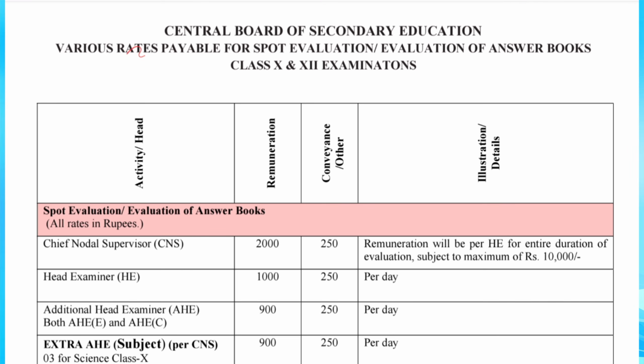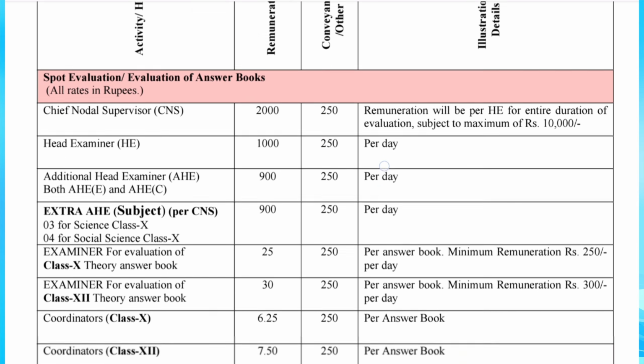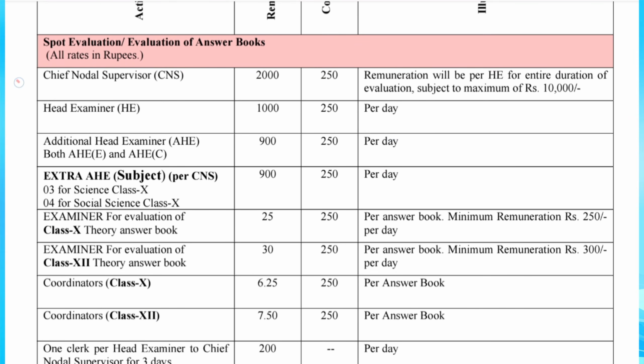Now let's see the rate payable for spot evaluation. If you have done the evaluation duty, now let's see for the evaluation duty. So the first one is CNS, which is Chief Nodal Supervisor. So they are going to get 2000 rupees per HE. As you have already seen, in one spot evaluation center, multiple subjects are there. So multiple subjects means multiple HEs are there. So each HE they are going to get 2000 rupees plus conveyance charge of 250 rupees per day.